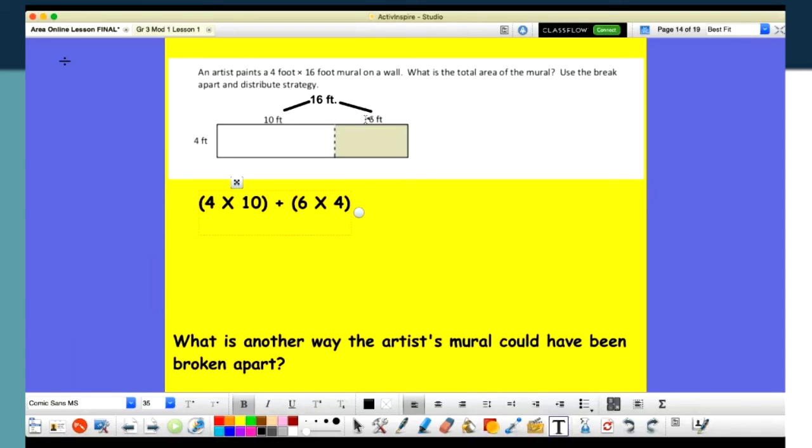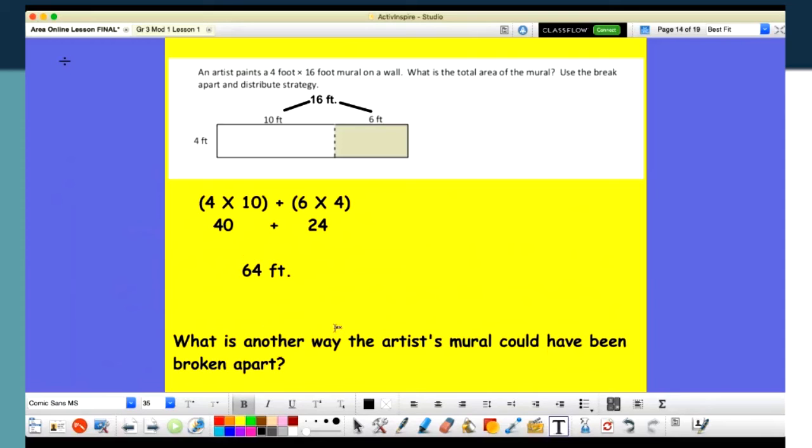And we know that when we solve equations that have parentheses, we have to do the parentheses first. So 4 times 10 is 40. Bring down your plus sign, and 6 times 4 is 24. And 40 plus 24 is, I know my ones, 0 plus 4 is 4. And my tens, 4 plus 2 is 6. So this would be 64 feet. So the area of the mural is 64 feet.